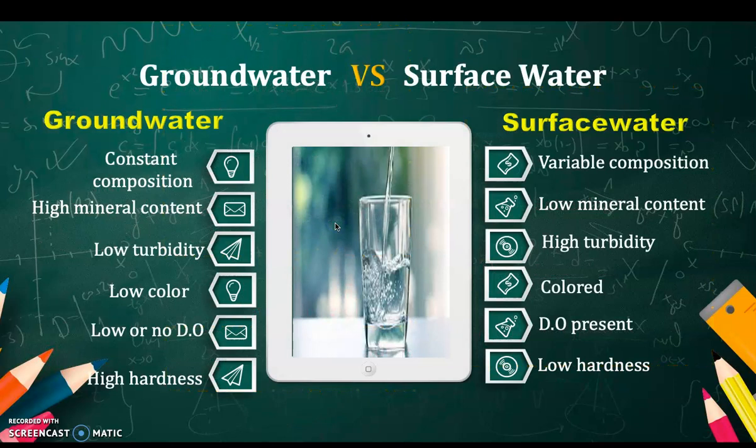So, groundwater versus surface water. This is the criteria of the groundwater, whereas this is the criteria of the surface water. Groundwater is the one that you normally drink, such as mineral water. So normally it's from the groundwater. Whereas surface water is the water that is delivered to your house or to any premises for us to use.